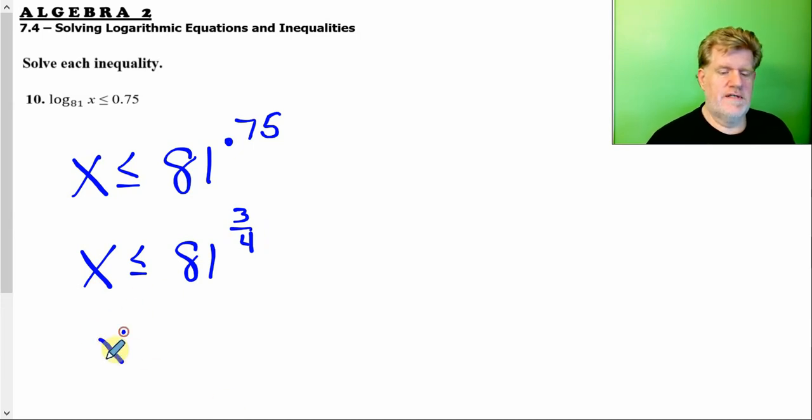So x is less than or equal to 3 cubed. So x is less than or equal to 27.